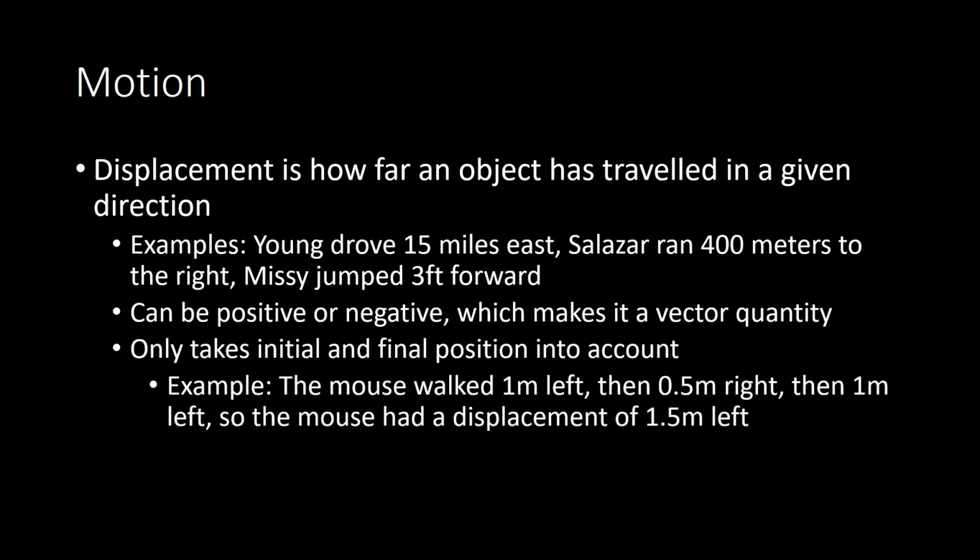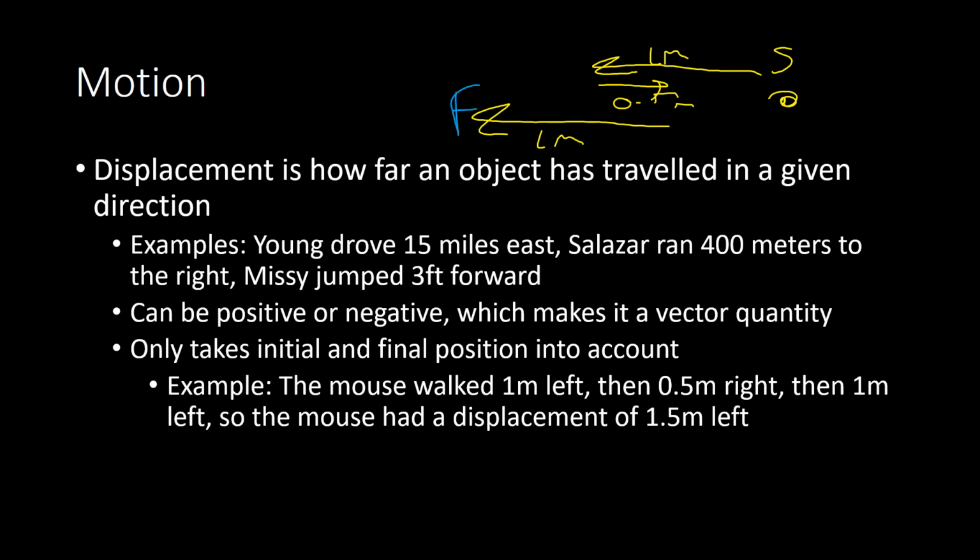So if we look at our same mouse again, this time it goes out 1 meter, and then goes back half a meter, and then goes back out 1 meter. So the mouse traveled 2.5 meters, but its displacement was only 1.5 meters because its displacement takes into account only the start to finish. It doesn't care about the rest of it. So it went forward 1, backward 0.5, and then forward 1 again. So 1 minus 0.5 plus 1 is 1.5.